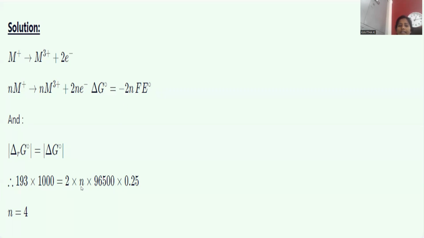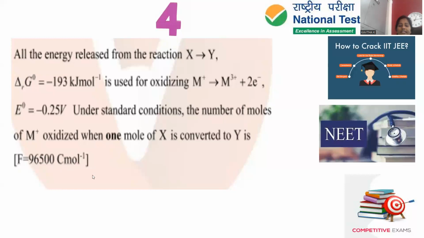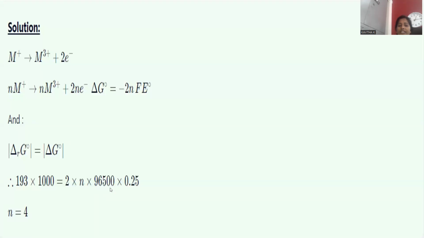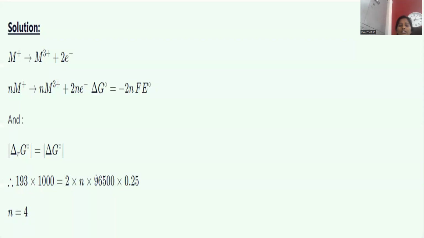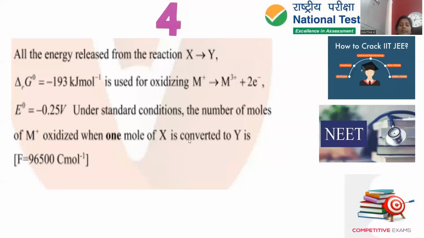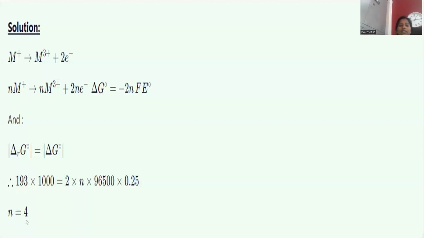So let me put N like this, and the Faraday, which is given as 96,500 coulombs, so let me mention 96,500 coulombs. E naught is the standard electrode potential value, which is given as negative 0.25 volts. So 0.25 volts is there. All the values are known except N. If you go with the calculation of N, after the entire calculation, we will get the N value as 4. So this is the way the number of moles for the conversion of M plus into M plus 3 is calculated: 4 moles are required.